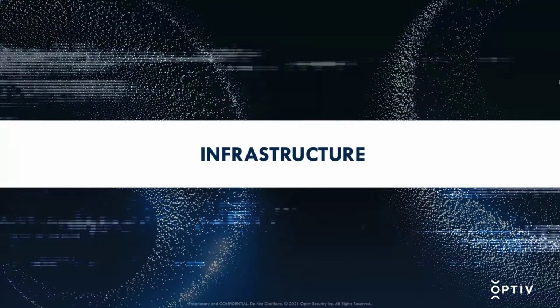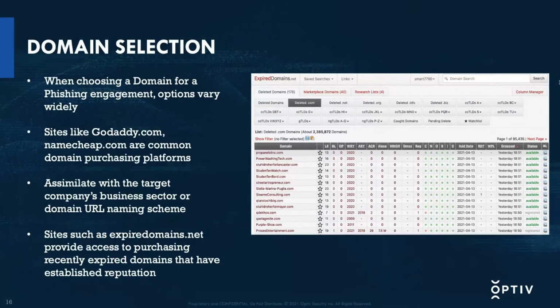Next slide. Infrastructure. Here we're going to be talking about domain selection. In the previous slide, I talked about identifying a company's domain permutations. So you have a few different options here.